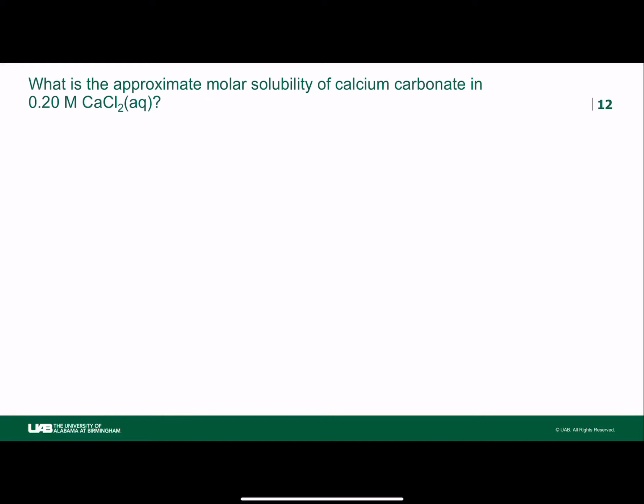Alrighty, so let's do the approximate molar solubility of calcium carbonate in 0.2 molar calcium chloride. Now the molar solubility means that I'm looking for something in terms of molarity, which means that I'm missing a KSP value. On your exam, I will give it to you. This was homework, stuff you were doing ahead of time. It wasn't unreasonable to make sure that you went and looked this up, but you're going to have to find a KSP value for it.